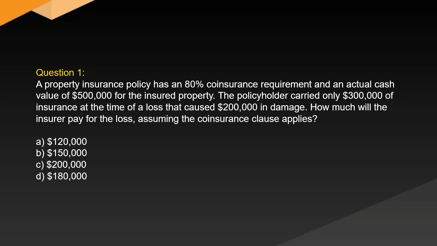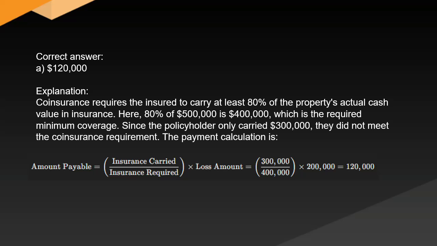A. $120,000. B. $150,000. C. $200,000. D. $180,000. Correct answer. A. $120,000. Explanation. Coinsurance requires the insured to carry at least 80% of the property's actual cash value in insurance. Here, 80% of $500,000 is $400,000, which is the required minimum coverage. Since the policyholder only carried $300,000, they did not meet the coinsurance requirement. The payment calculation is.